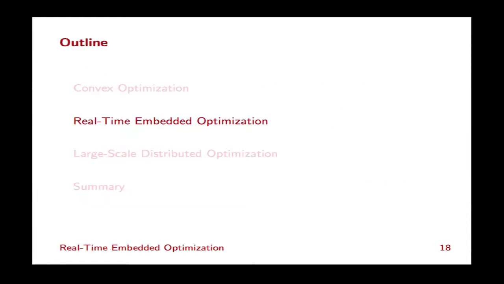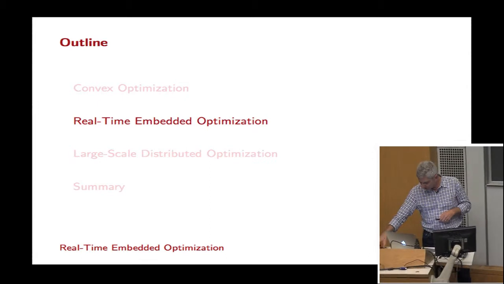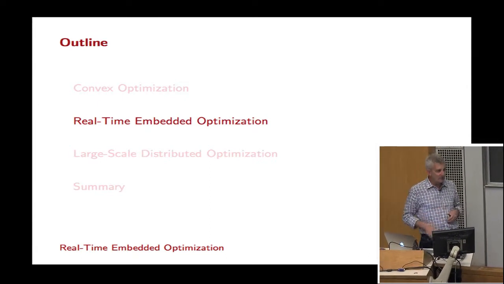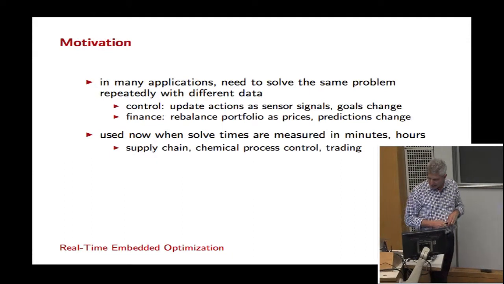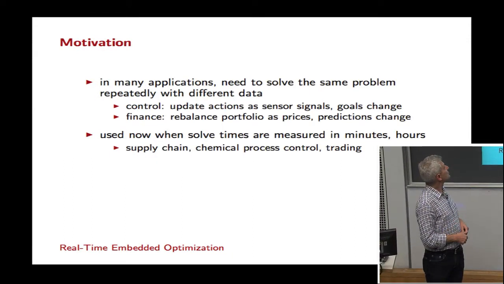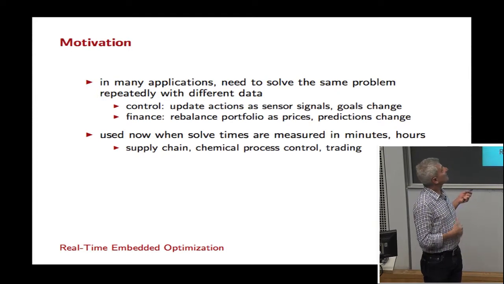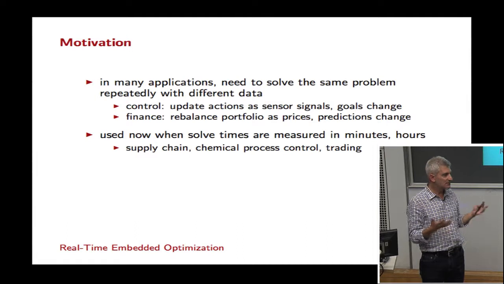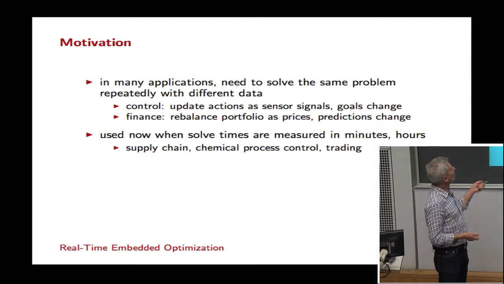That's the overview. Now what we're going to do is look at these two extreme examples. The first thing we're going to look at is real-time embedded optimization. So the idea is this: in a lot of applications, some of the ones I talked about yesterday, you're going to solve the same problem repeatedly with different data. So that's an example. And in control, that's obvious.